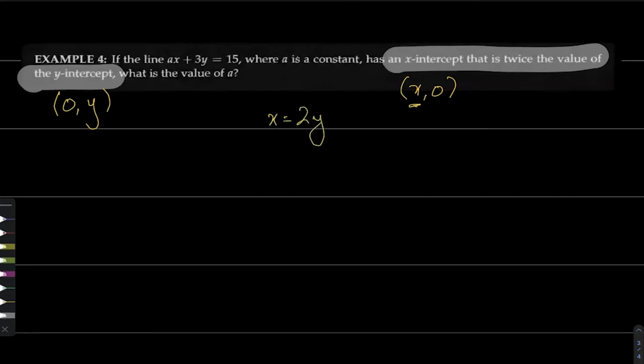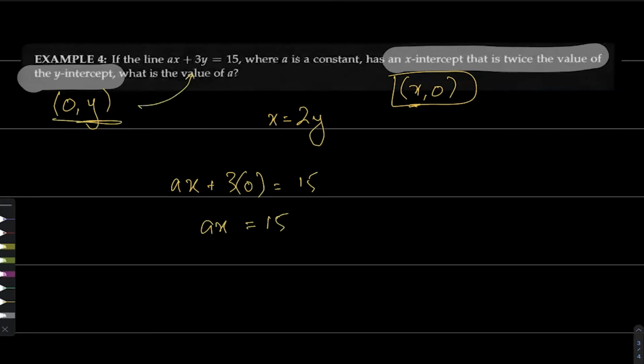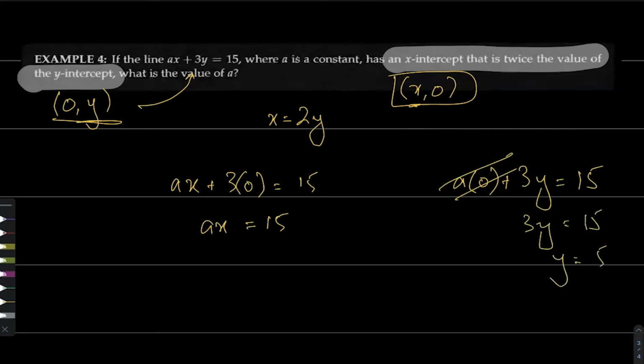That's what they're saying. Let me plug this point in. What will I get? Ax plus 3 times 0 is equal to 15, which means ax is equal to 15. Now let me plug this one in. I'll get a times 0 plus 3y is equal to 15. So that goes away, 0. So 3y is 15, y is 5, right? If y is 5, what is x? 10. If x is 10, what is this? A times 10 is 15, a is 1.5.